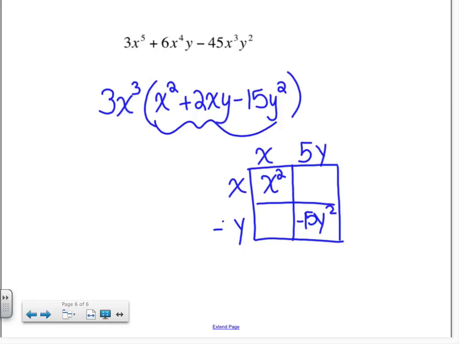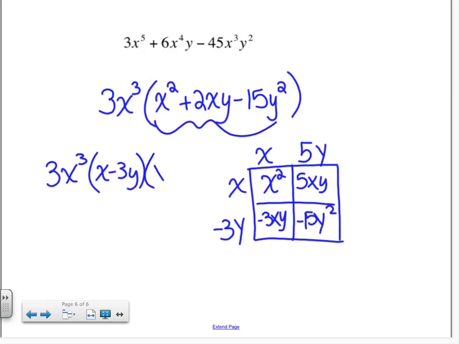So 5y and negative 3y. And that will get us our negative 15y squared in our last term. And for our middle terms, we'll get 5xy and negative 3xy, which add together to get our 2xy. So it looks like our final answer is 3x cubed times x minus 3y times x plus 5y.